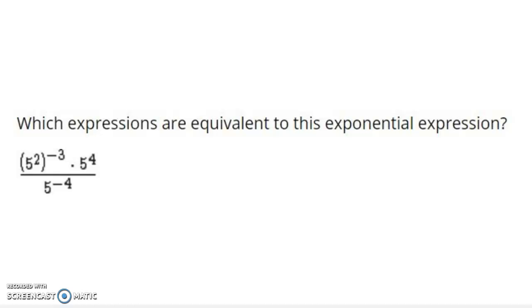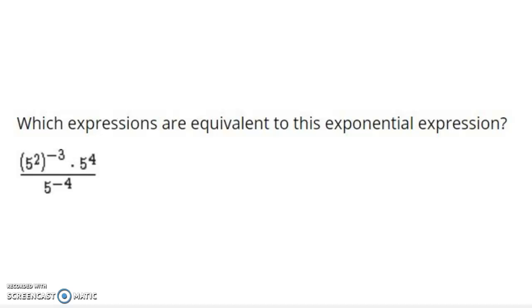Which expressions are equivalent to this exponential expression? So let's look at number 1. Here we have 5 squared raised to the negative third power times 5 to the fourth power divided by 5 to the negative fourth power. Now, as we can see with this problem, they all have the same base of 5. And when you have the same base, you can apply those integer properties.